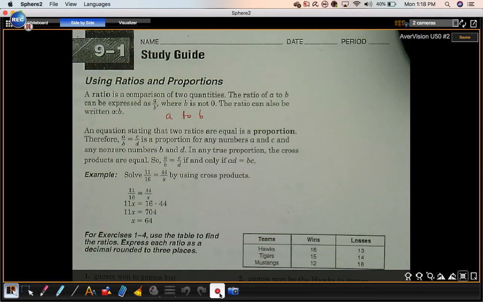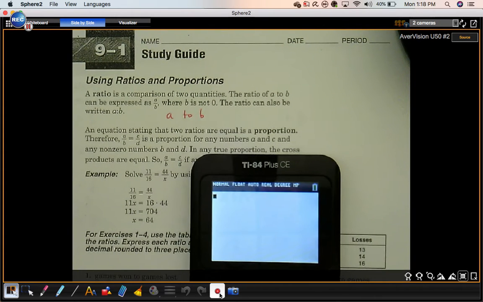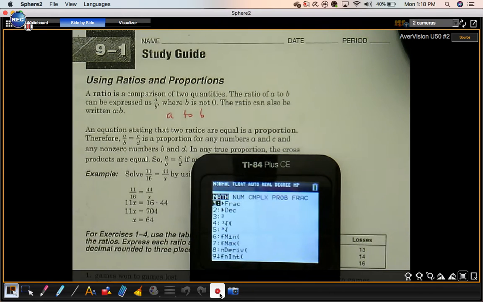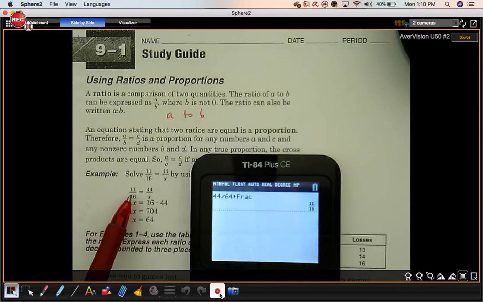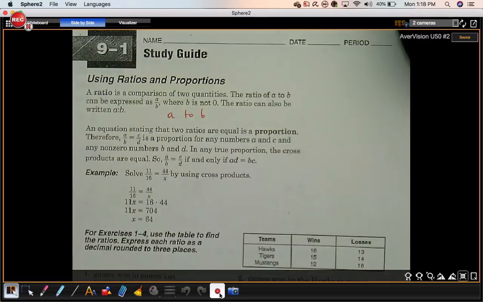And we'll check that work right now with our calculator. 44 divided by 64. If we reduce this as a ratio, notice how it gives you 11/16. That's how you know that's the answer.